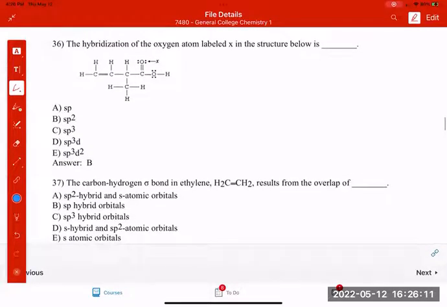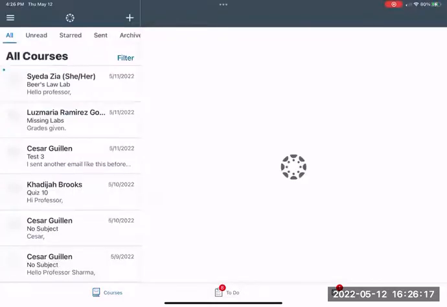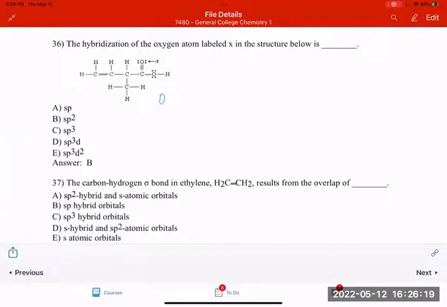Okay, next is the hybridization of oxygen in this molecule. So oxygen, same thing. Oxygen, the one marked X. How many electron groups on X? Yes.